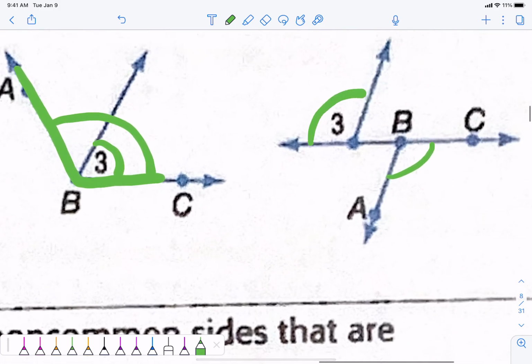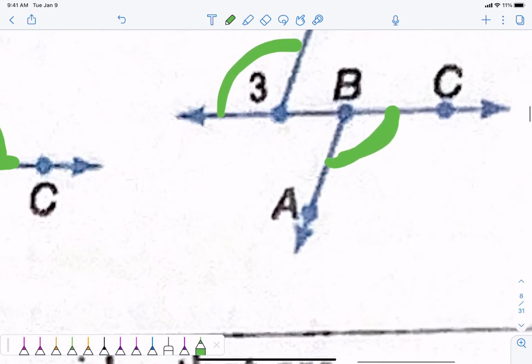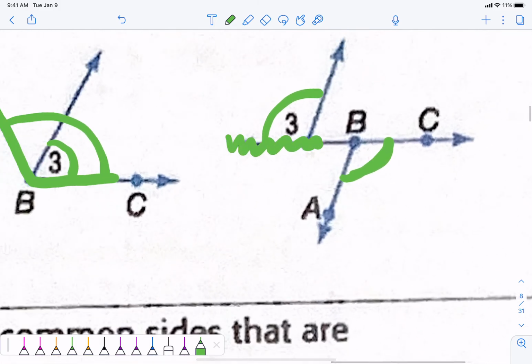Then they're talking about angle 3 in relationship to ABC over here. Those are not adjacent, right? Okay? And this morning they asked, well, like, they kind of share a side, right? Like this thing right here, they share a side, right? Okay, but they don't have the same vertex, right?